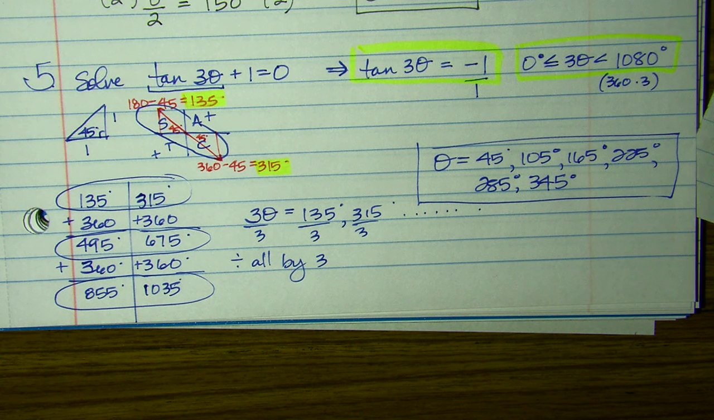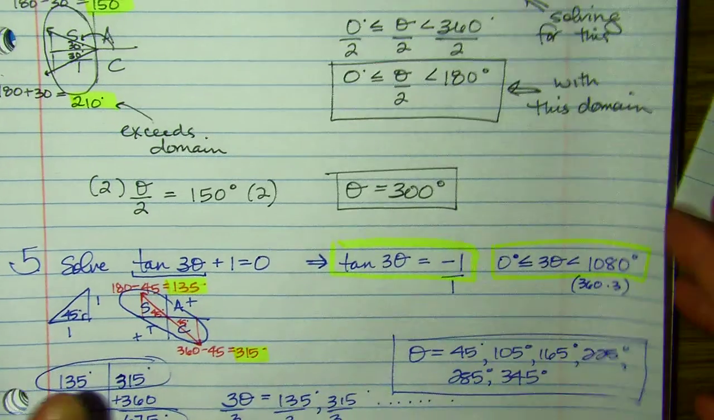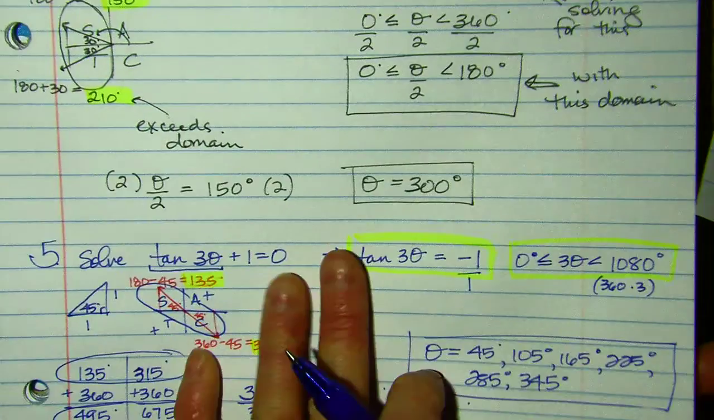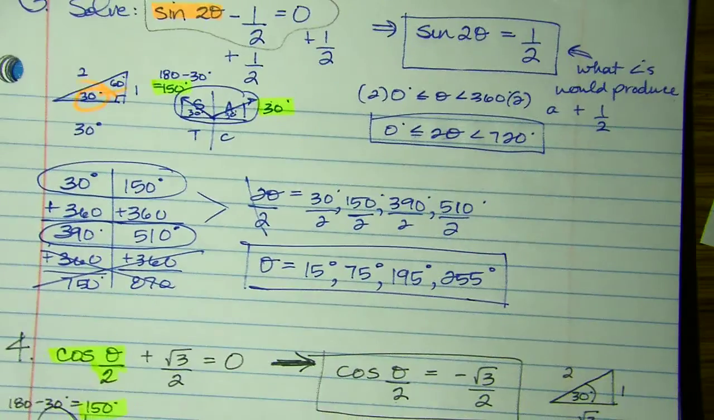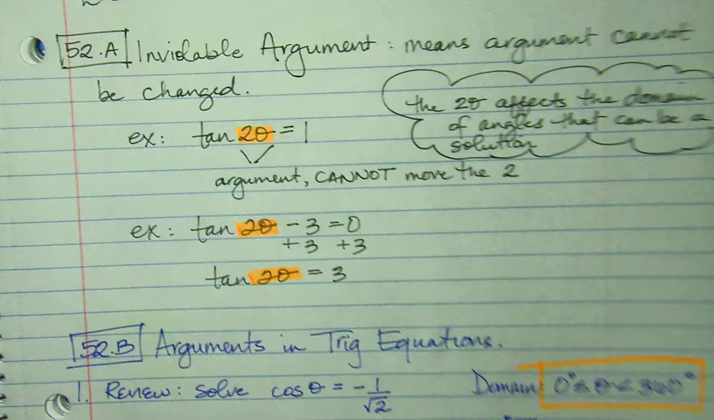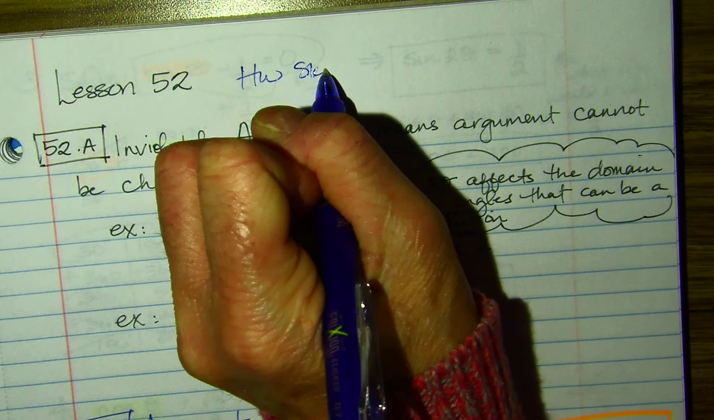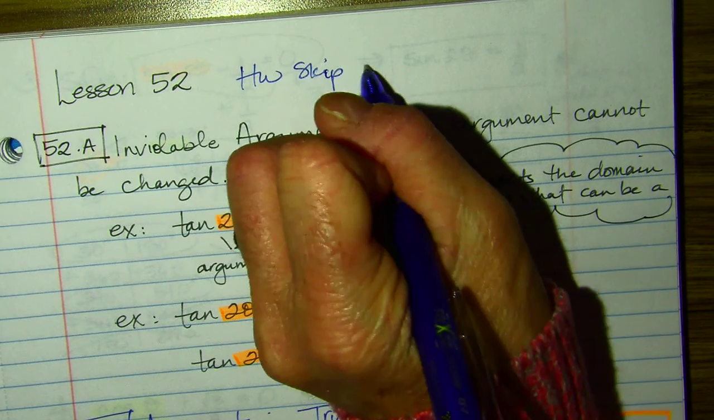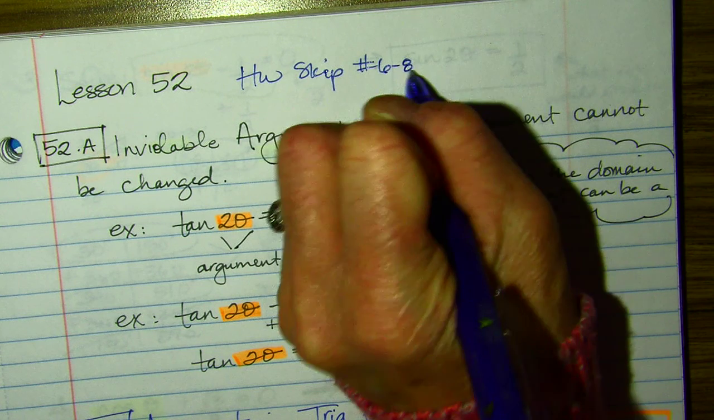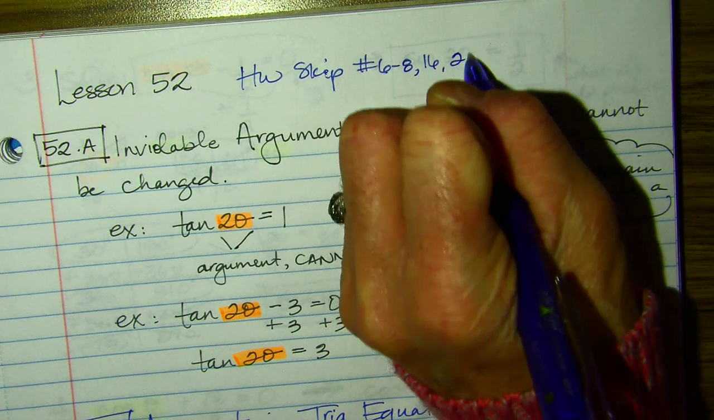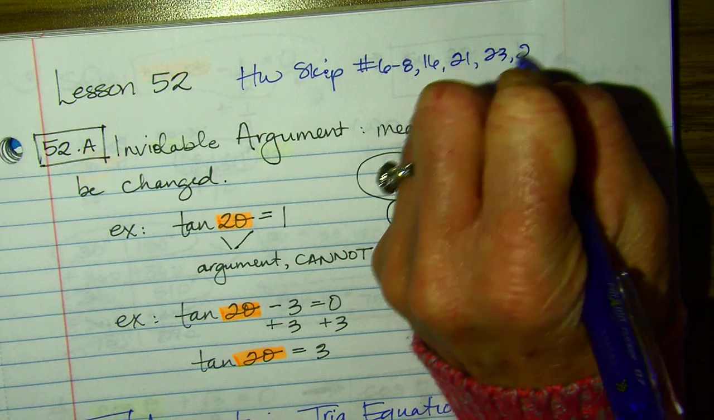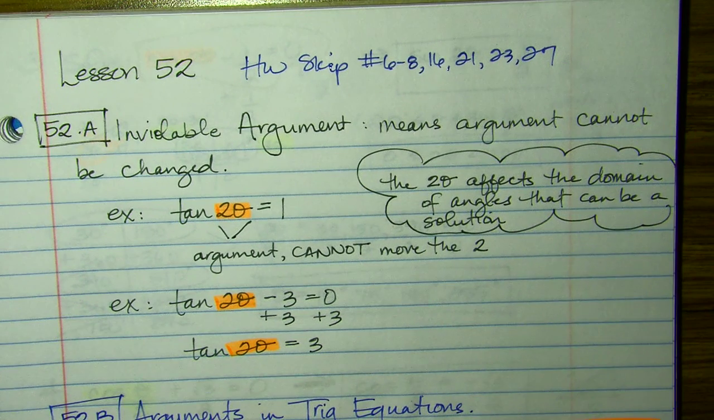For homework, and I should probably write it somewhere legible. I'm going to probably have to go to the first page, so just give me 1 second here. So for homework, go ahead and skip numbers 6 through 8, 16, 21, 23, and 27. And that concludes lesson 52.